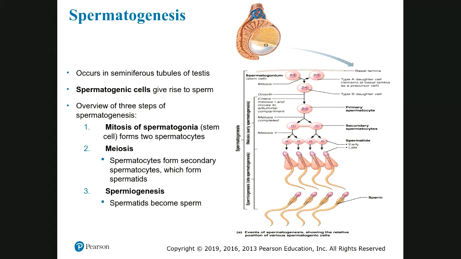So how does spermatogenesis happen? The production of sperm happens in the seminiferous tubules of the testis. Spermatogenic cells give rise to the sperm. We have stem cells, the original cells, which are the spermatogonia, which are diploid cells. They go through mitosis first, producing two types of cells. We have type A cells, which remain in the basal lamina as precursor cells, and we have type B cells. Type B cells grow and are the ones that will enter meiosis and move to the adluminal compartment.